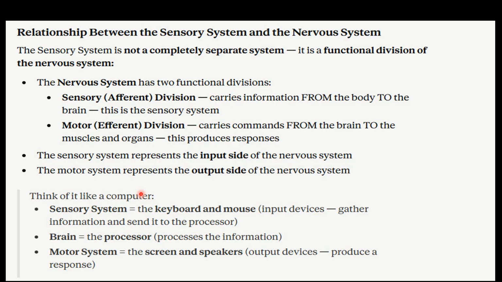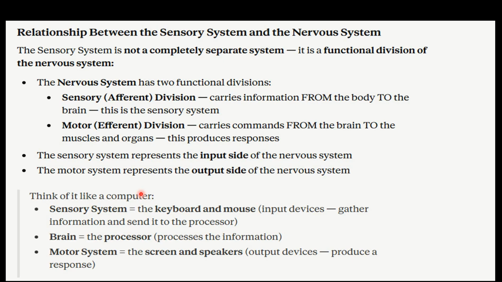The sensory division is also known as afferent, which carries the information from the body to the brain, and this is the sensory system. On the other hand, we have the motor division or efferent, which carries the commands from the brain to the muscle or the organ. This produces the response. So we can say that the sensory system represents the input side of the nervous system, whereas the motor system represents the output side of the nervous system.